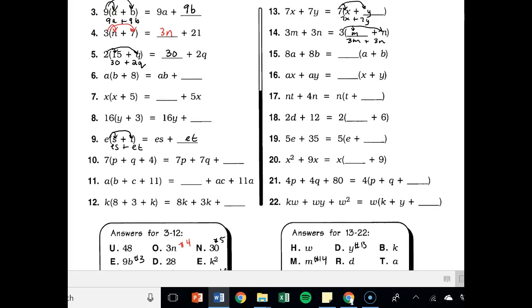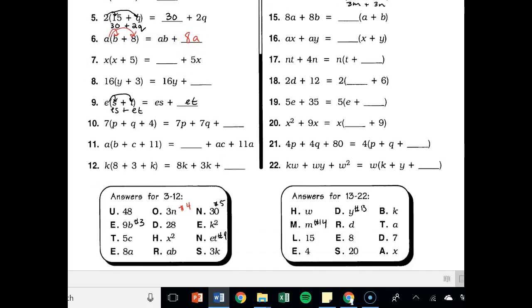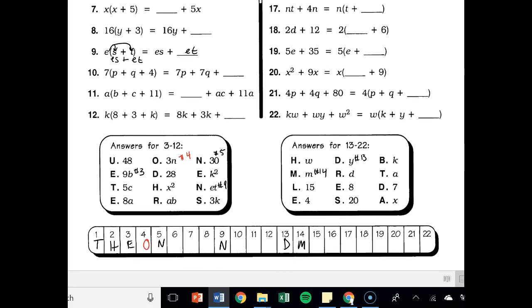Let's do 6. We do a times b, that gets us ab, and then a times 8. We say it's 8a. The number always comes first. Coefficient always comes first. The variable comes second. So we're looking for 8a. There it is, and we'll say, I hope that's number 6. And then we'll put an E on number 6 because that's what the answer was.